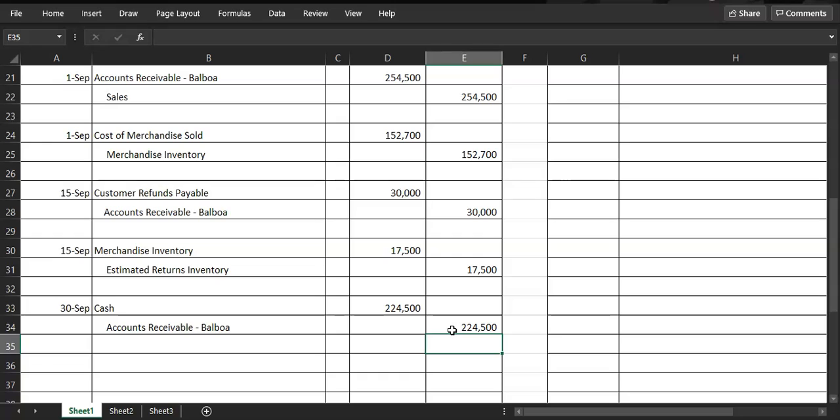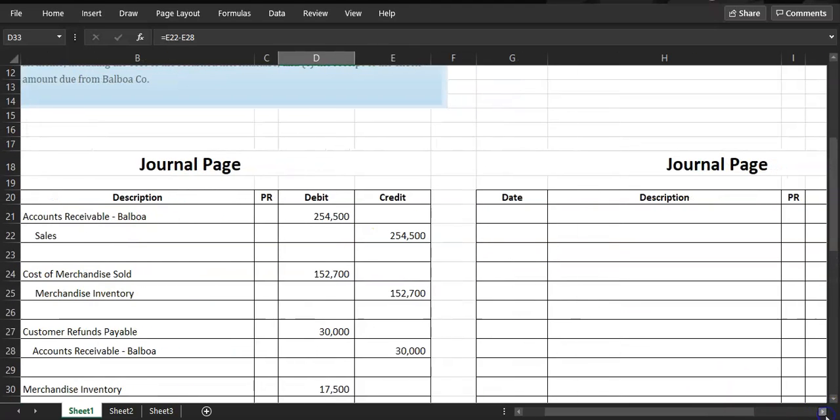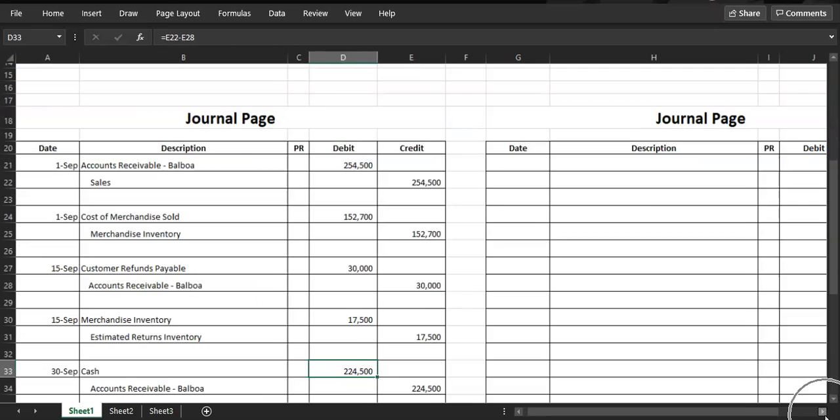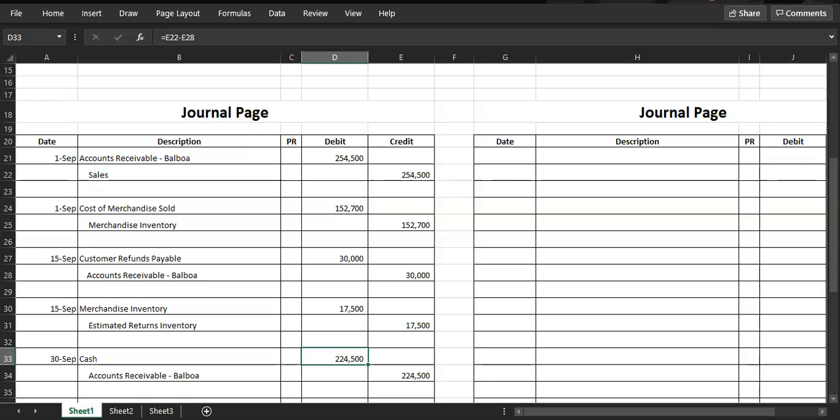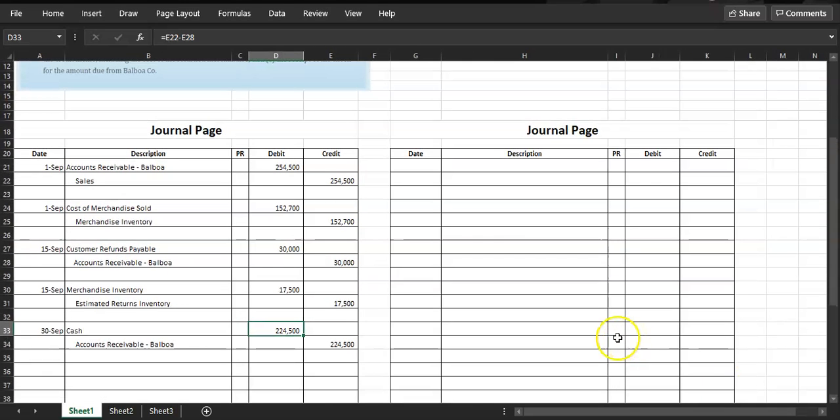So that should take care of everything from the seller's point of view. Make sure I subtracted the right thing. 254 minus 30. That's right. Okay, so now we're going to come over here and we're going to do the exact same thing, except we are going to do it from the point of view of the purchaser. Make the screen a little bit smaller.